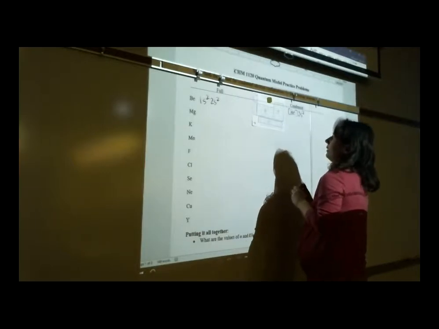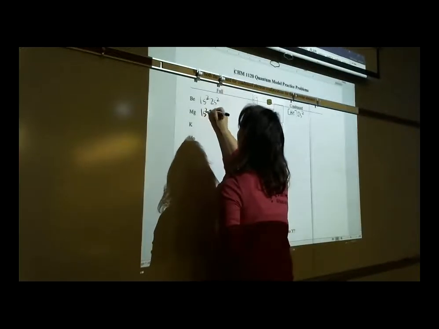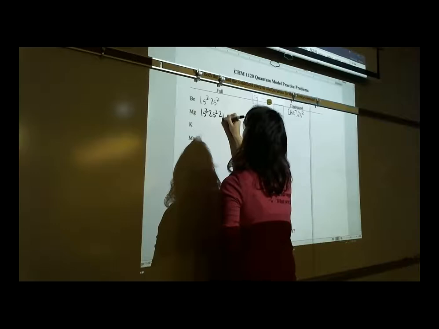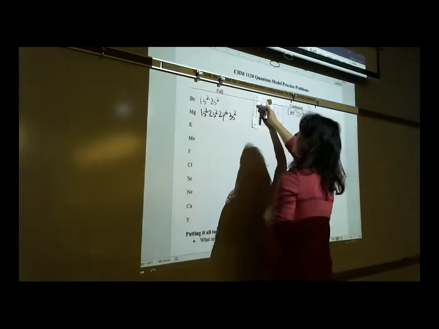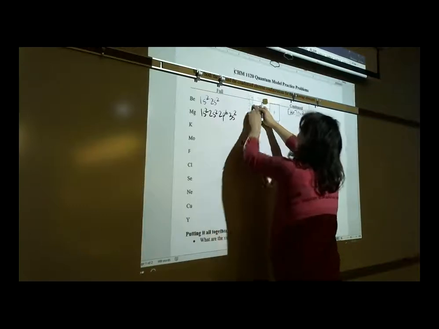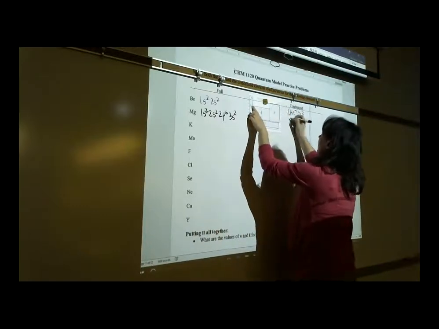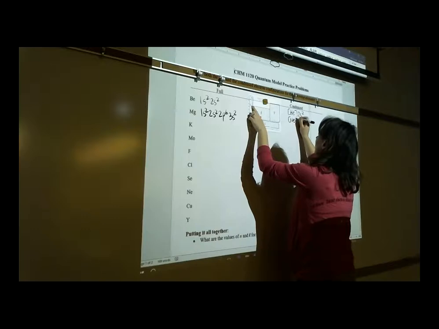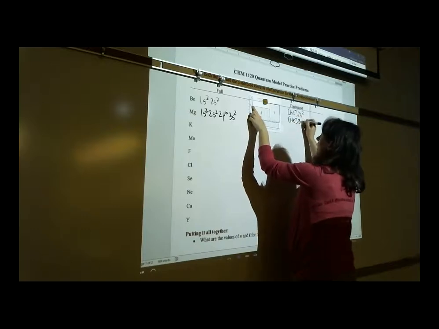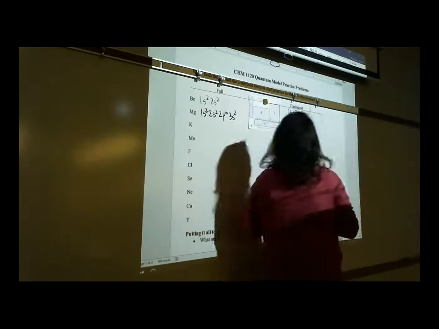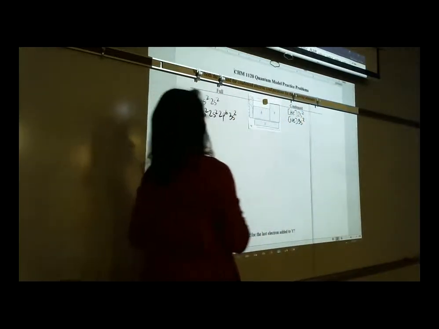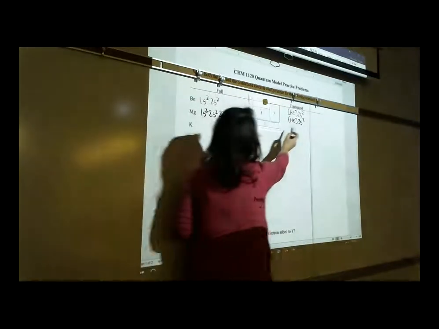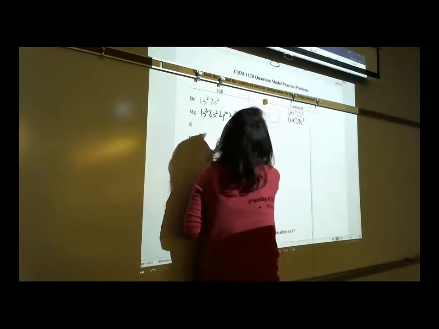Let's do magnesium. Magnesium full would be 1s2, 2s2, 2p6, 3s2. That gets me to magnesium. If we're doing it in condensed, that would be neon, 3s2. Do we agree on magnesium's electron configuration? Because all of this is taken by neon, so all we have to deal with are the leftovers.